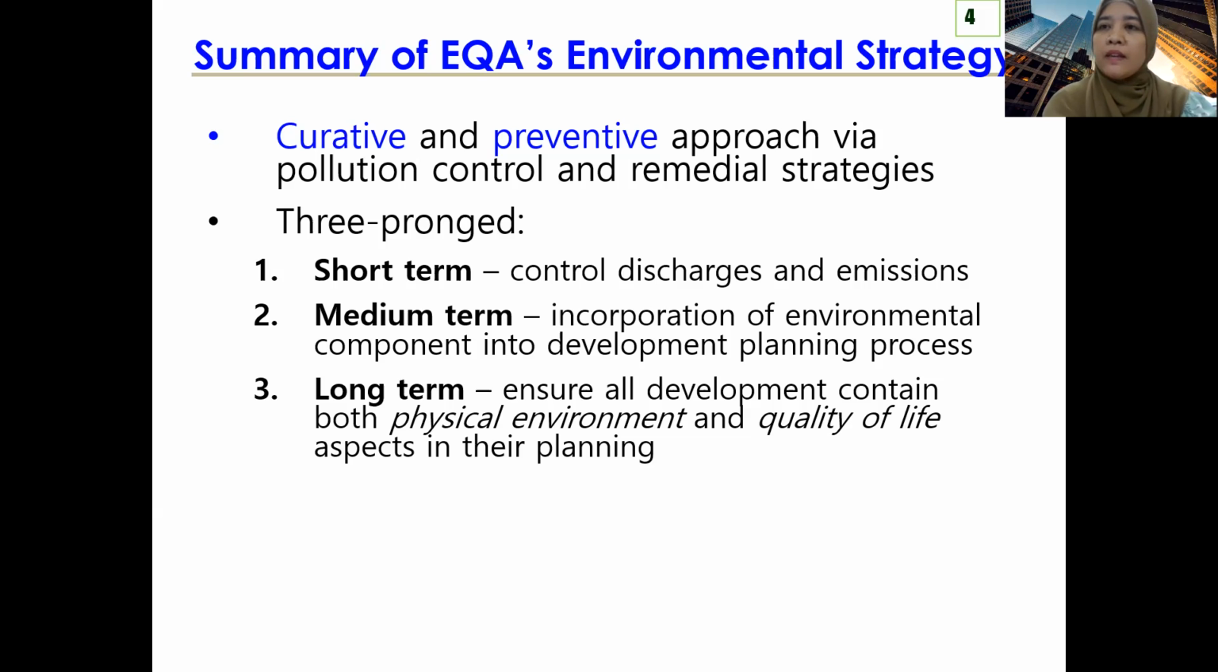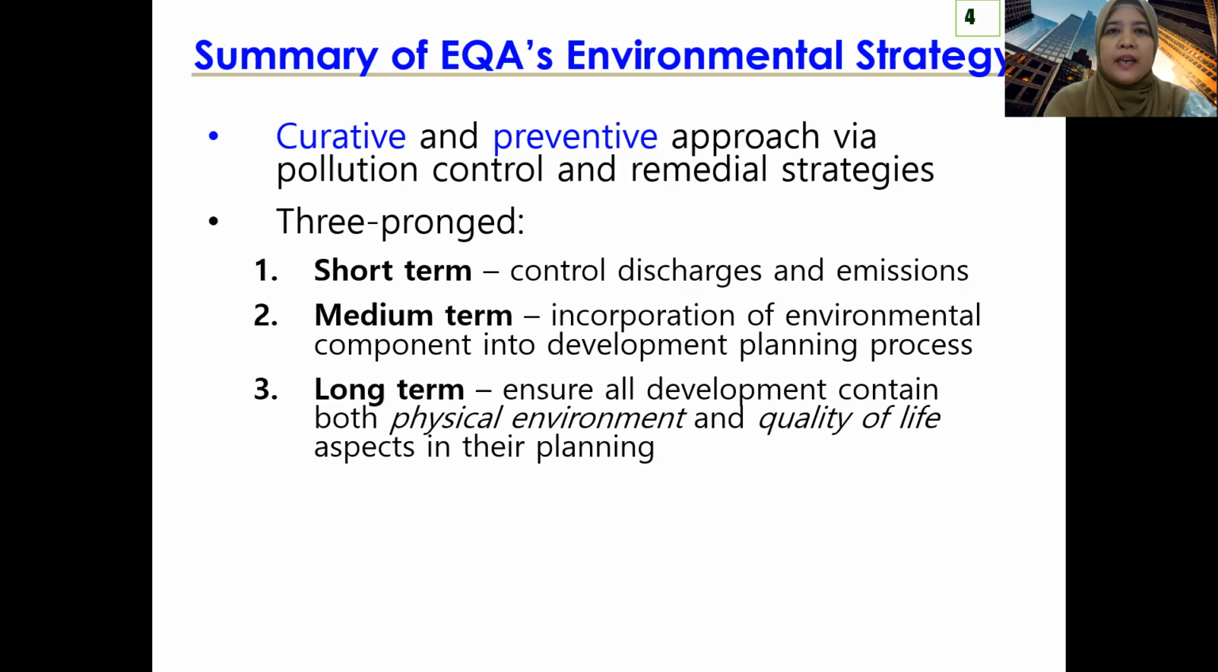But at the same time, when an action, when a premise has damaged the environment, how can we cure? How can we remedy the situation? So that's the curative approach of EQA, remedial strategies. Damage has been done, okay? So you need to somehow make things right again, make the environment better again. So that is the remedial strategy.